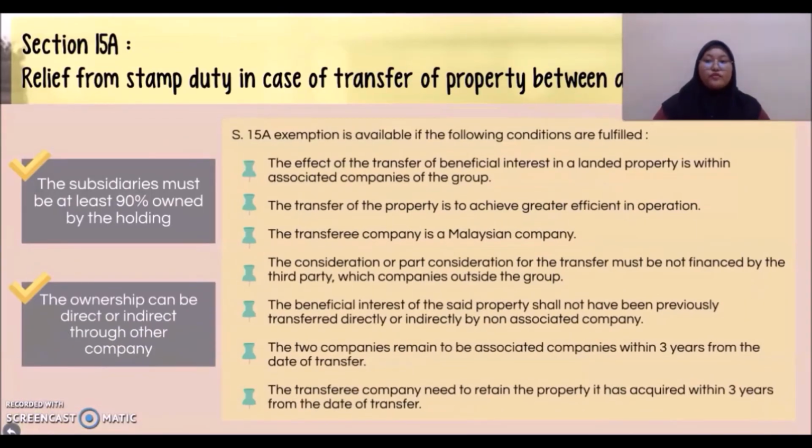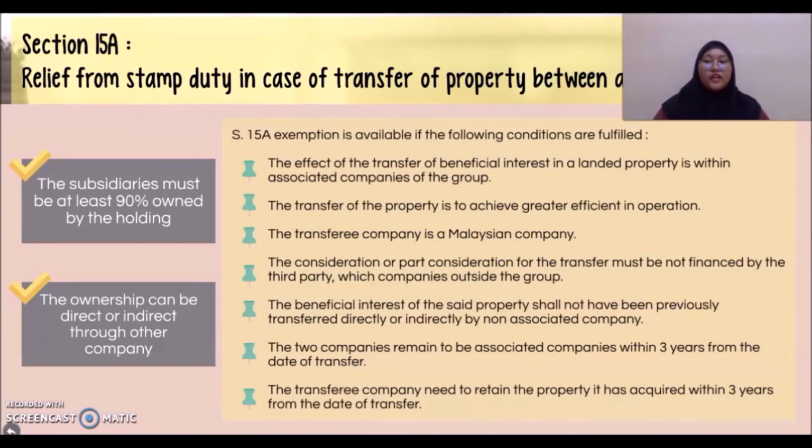Now we will move to section 15A. The relief under section 15A is relief from stamp duty in the case of transfer of property between associated companies. Associated companies are companies where the subsidiary must be at least 90% owned by the holding company, and the ownership can be direct or indirect through another company.